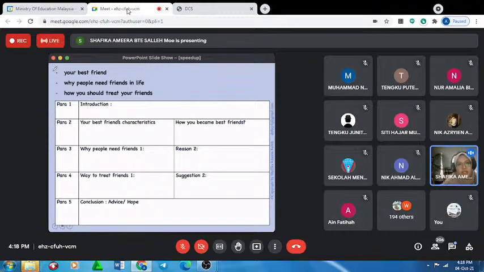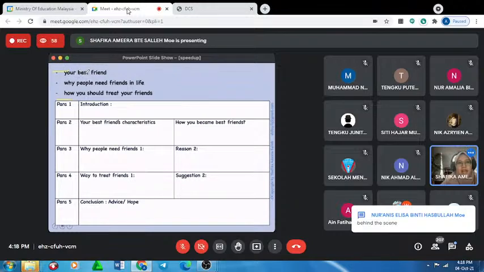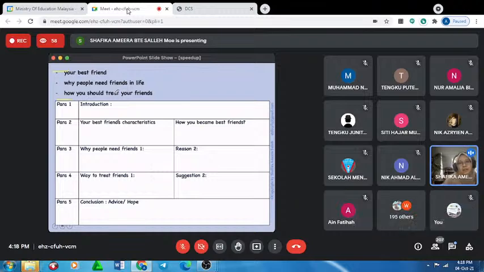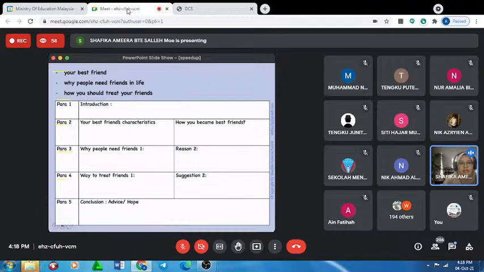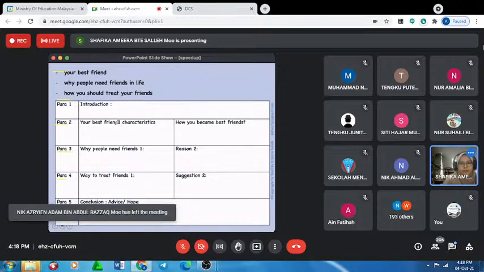So we can just add an introduction and a closing as the first and the last paragraph. And then the second, the third and the fourth paragraph, the content paragraphs, will consist of 1 question each. So your best friend masuklah dekat the second paragraph. Why people need friends, the third paragraph, and how to treat friends in the fourth paragraph. As simple as that. Second, third and fourth. So jadilah 5 yang cantik.